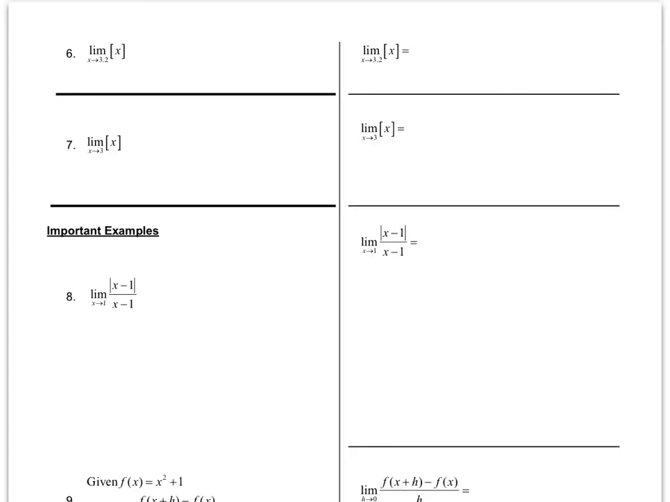Problems number 6 and 7 have to do with the greatest integer function, and essentially all that is, is it rounds down any number that you put within the brackets. So for example, if I were to put in 3.999 in the brackets, the greatest integer function says you need to round down to the next integer. So this is going to equal 3.